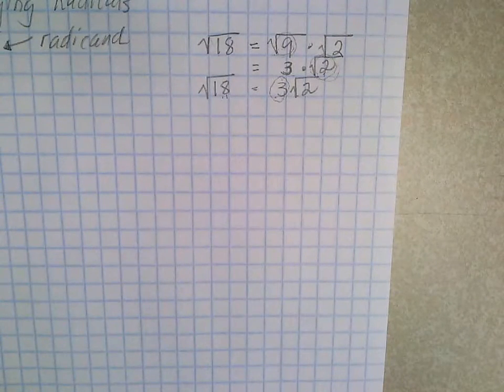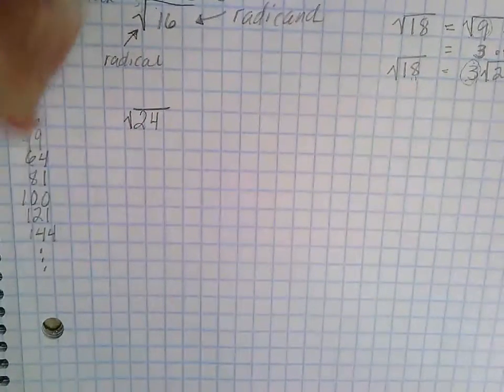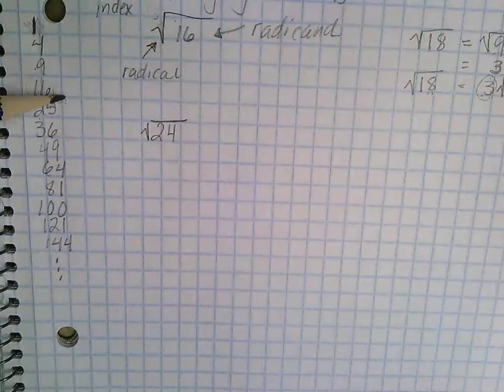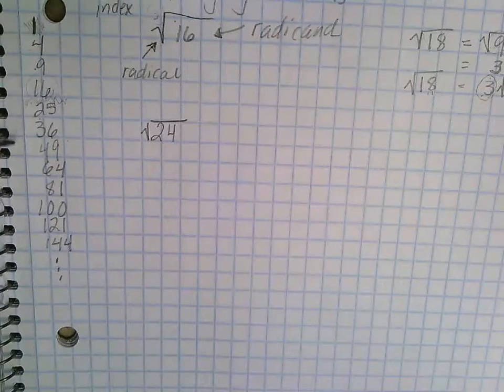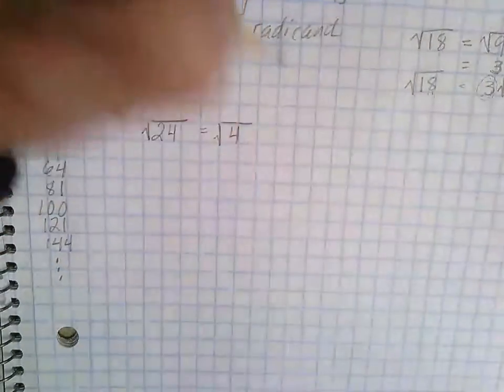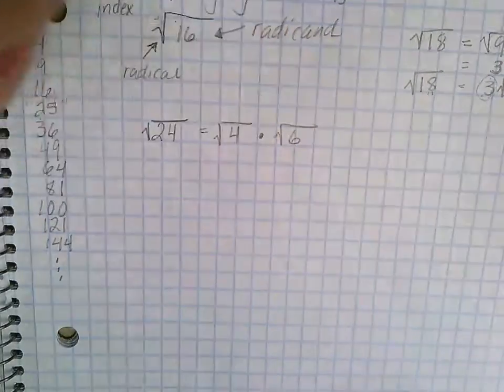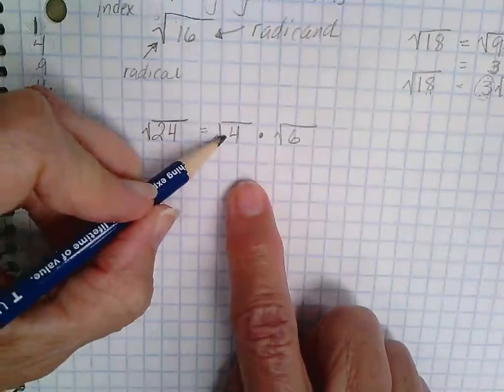So let's try another one. Let's try 24. The square root of 24, this is not a perfect square. It would fall again right here. 24 would be less than 25. So I'm going to look at my numbers that are less than 25 and ask myself, are any of these numbers a factor of 24? Well, yes, 4 is. So I'm going to write that perfect square under the radical symbol first. And I know that 6 times 4 gives me 24.